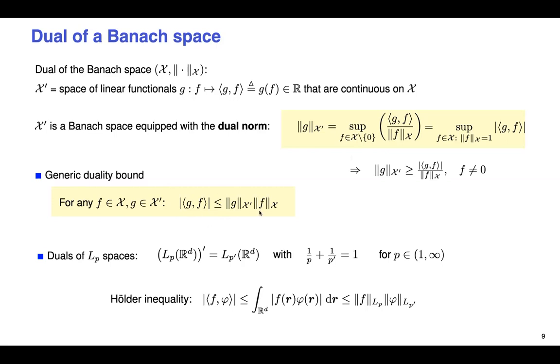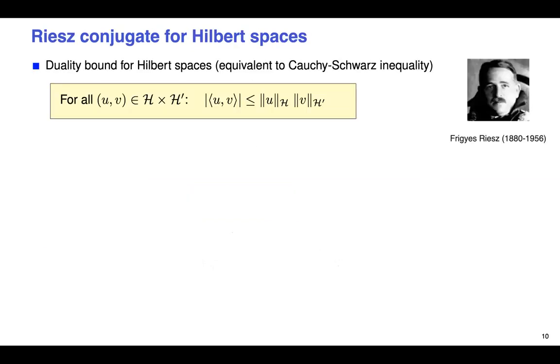Now, maybe to be a little more concrete, for example, if you have LP spaces, it's well known that the duals of LP spaces are LP prime spaces, with P prime being the conjugate exponent. And this is just related to the Hilbert inequality. In fact, the Hilbert inequality is this inequality. It's the same thing. It's just the complete generalization of Hilbert inequality for all Banach spaces.